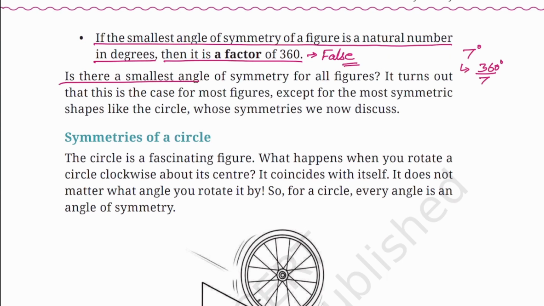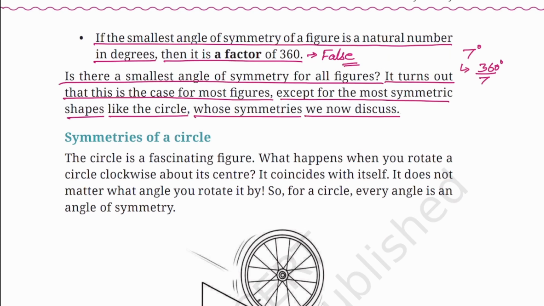Is there a smallest angle of symmetry for all figures? It turns out that this is the case for most figures, except for the most symmetric shapes like the circle, whose symmetries we now discuss. If we take a circle, then it will have infinite lines of symmetry and angles of symmetry.